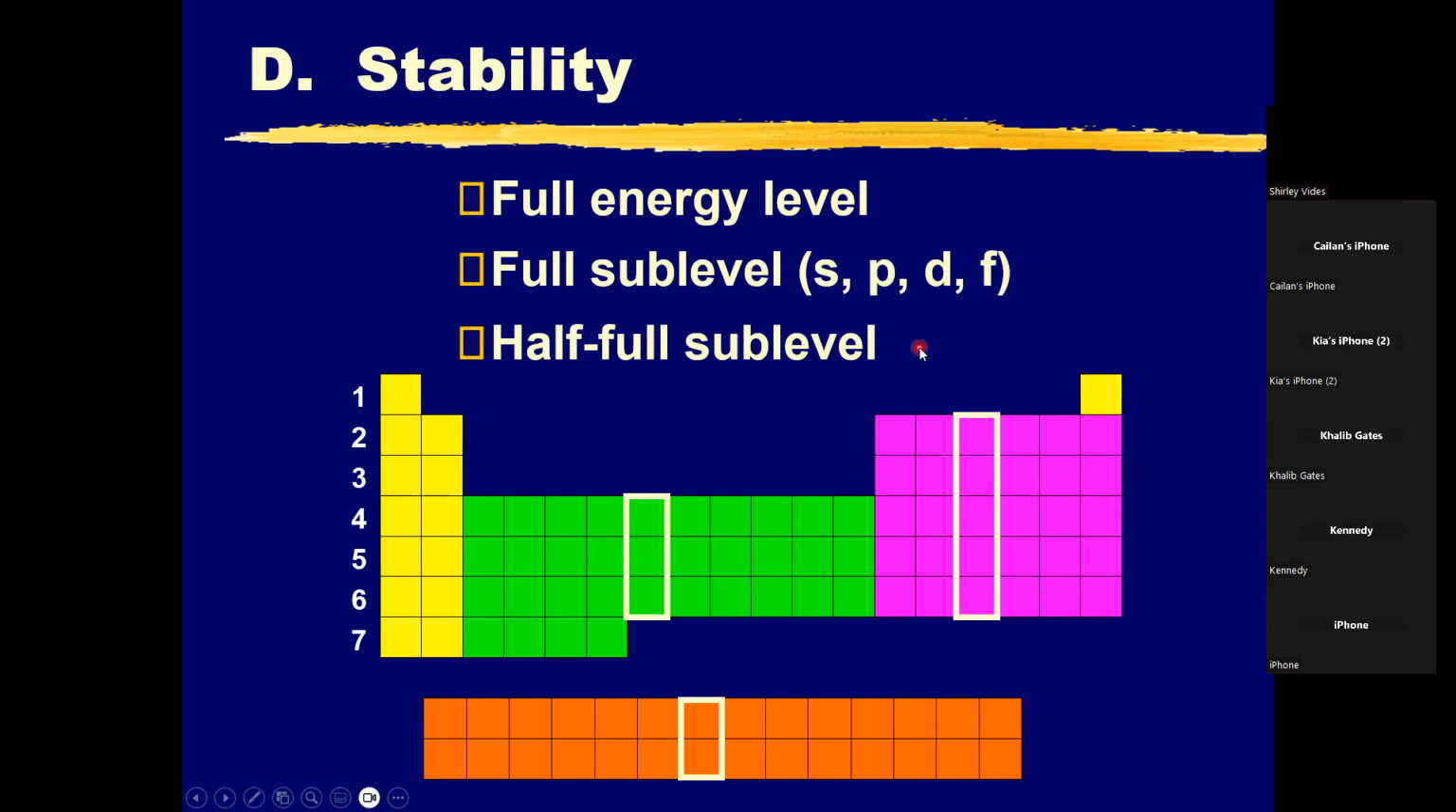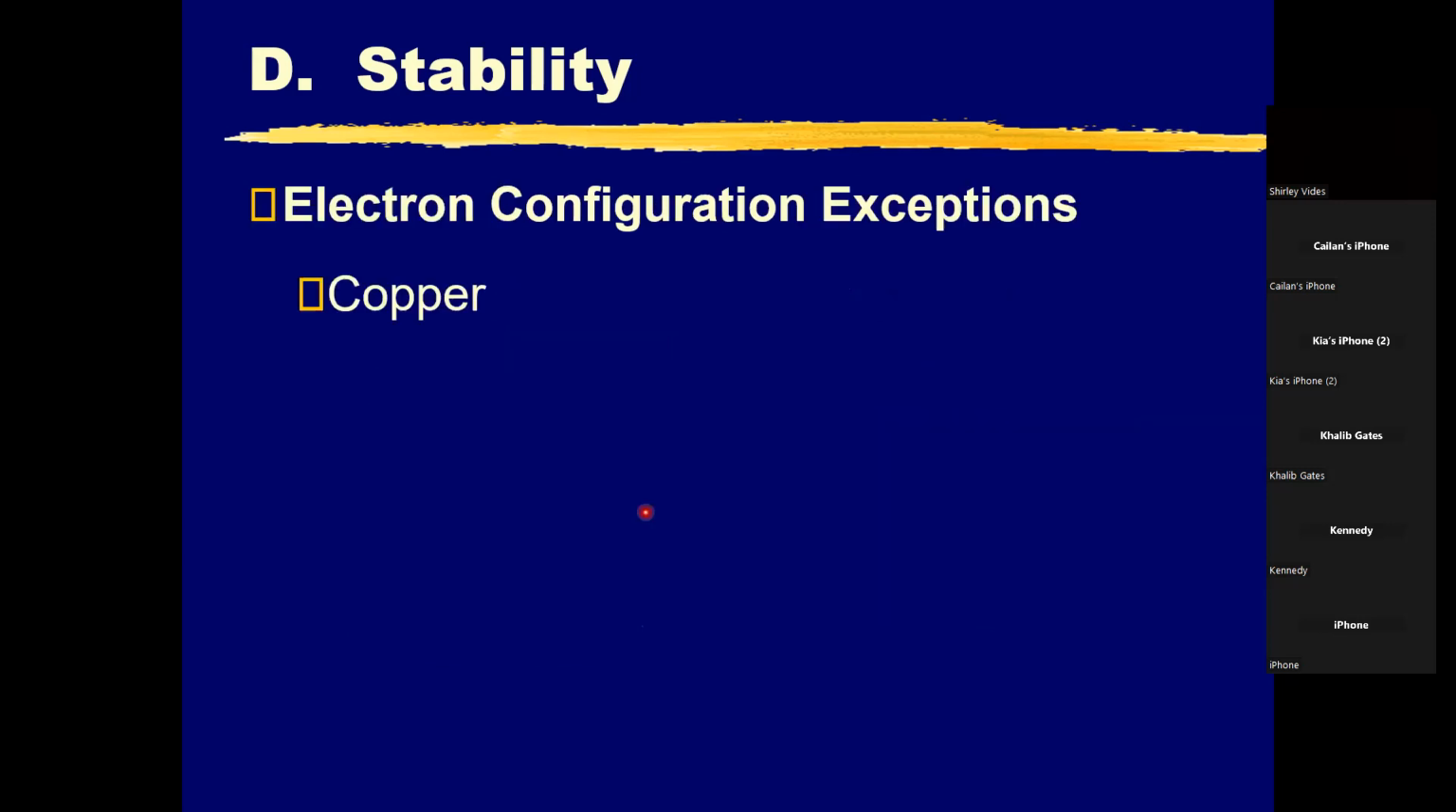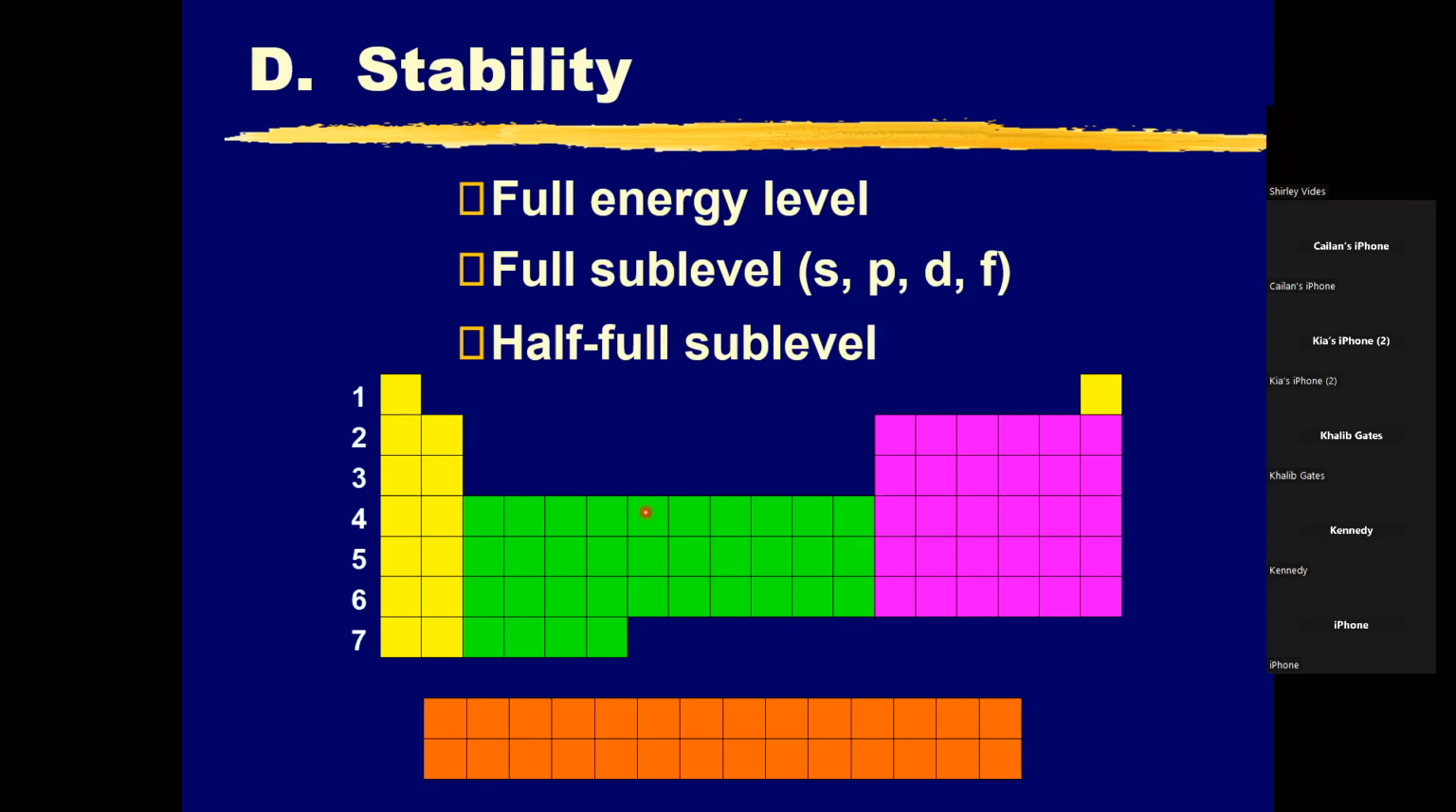Okay, so if they're somewhere here, they're not as stable. They're somewhere here, they're not as stable. But if they're here in the middle, they're much more stable. And then the other one is no particular order.